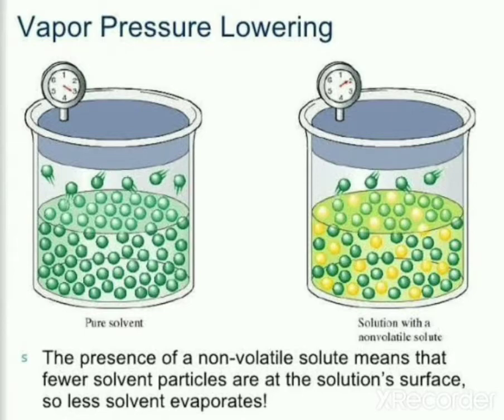This pressure exerted by the solvent in solution will be lower compared to the pressure exerted by the pure solvent, P1 naught. What is it due to? This is due to the presence of the non-volatile solute. If a non-volatile solute is present in the solution, a smaller number of solvent particles will be present at the surface of the solution. So, a lesser number of solvent particles will evaporate. Thus, the vapor pressure of the solution will be lower than the vapor pressure of the pure solvent.